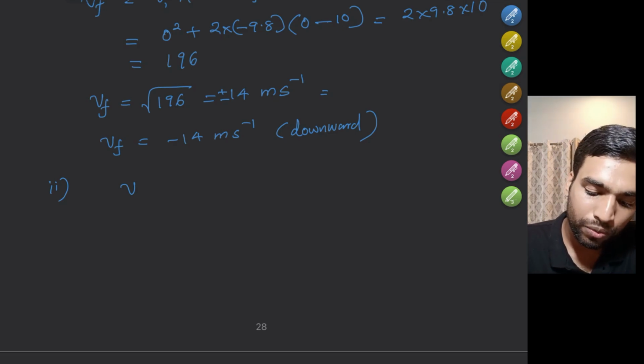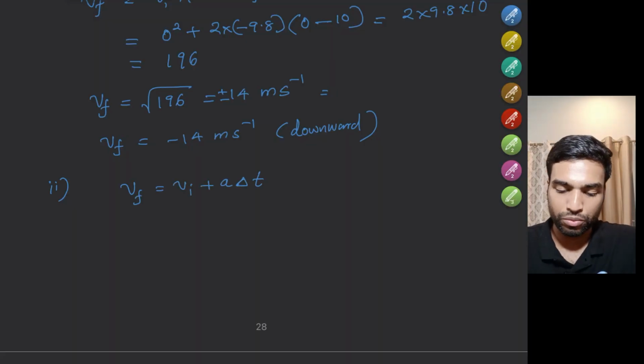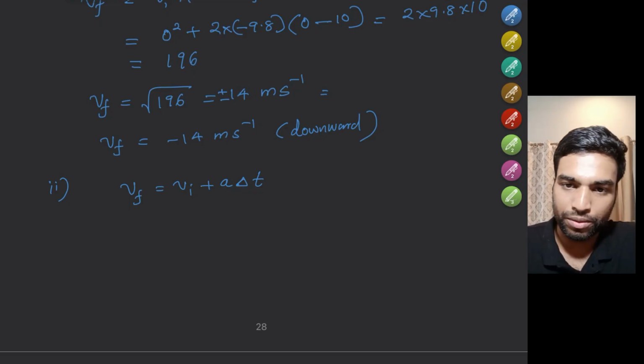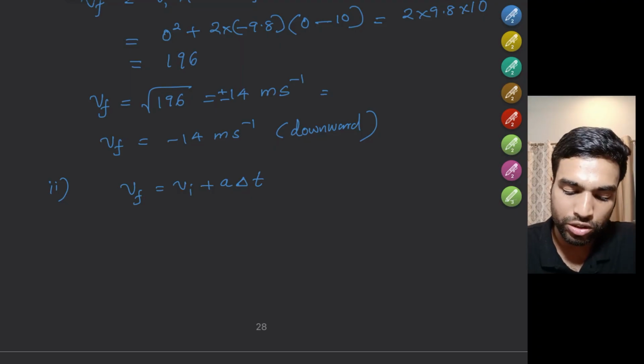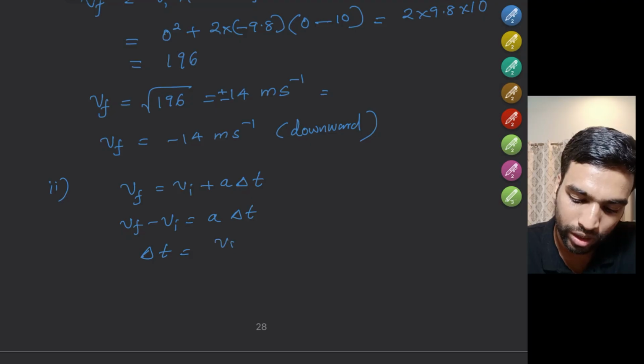Okay? So Vf equal to Vi plus A into delta t is the second equation of motion, and delta t we can find from it, right? So let me just rearrange. Vf minus Vi equal to A delta t. Therefore, delta t equal to Vf minus Vi divided by A.